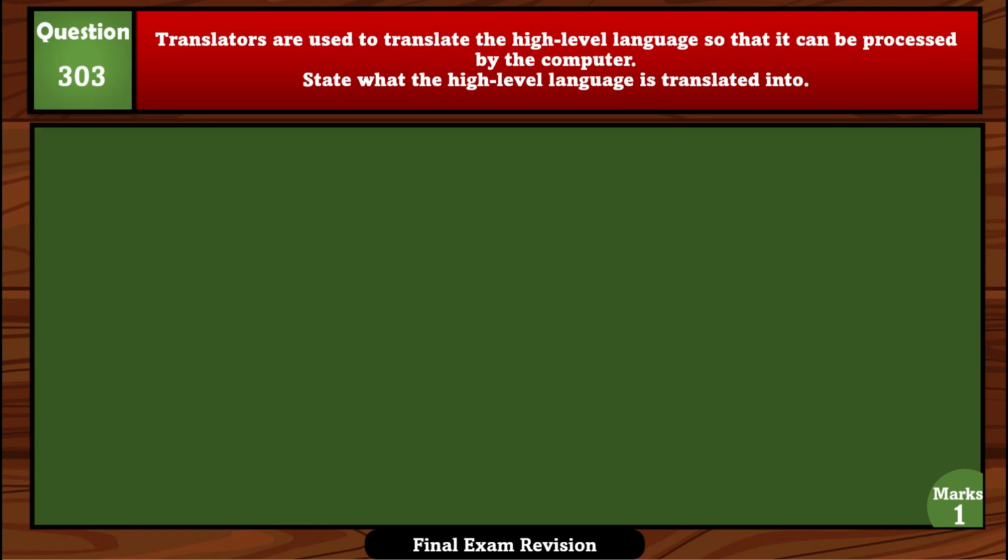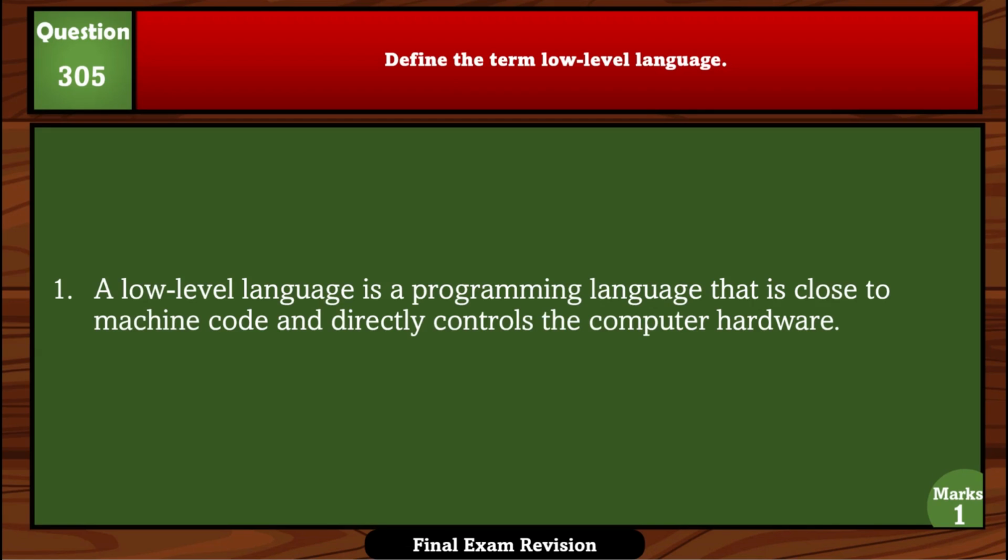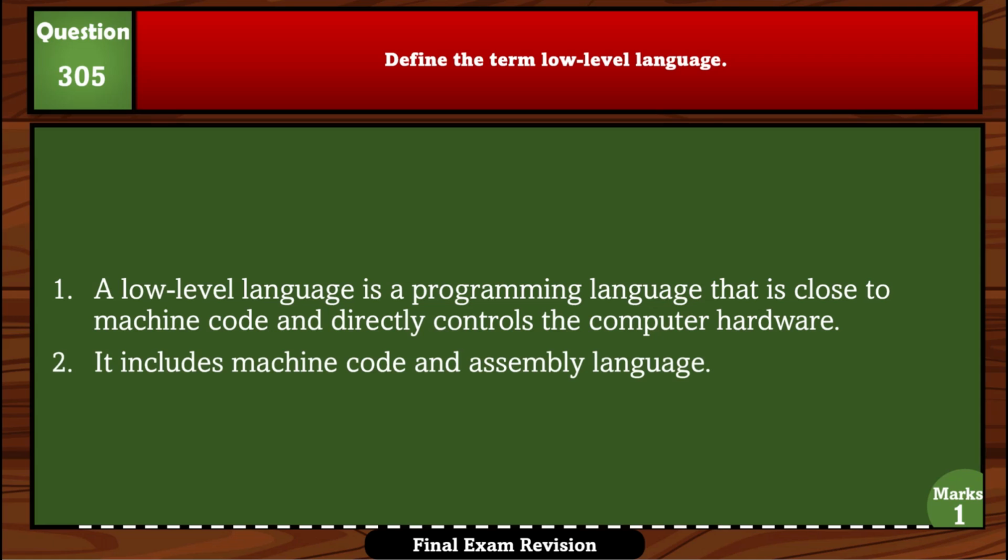Question 303. Translators are used to translate the high-level language so that it can be processed by a computer. State what the high-level language is translated into. So it is translated into object code, machine code, or you can also say low-level language. Low-level languages. Question 305. Define the term low-level language. A low-level language is a programming language that is close to machine code and directly controls the computer hardware. It includes machine code and assembly language.